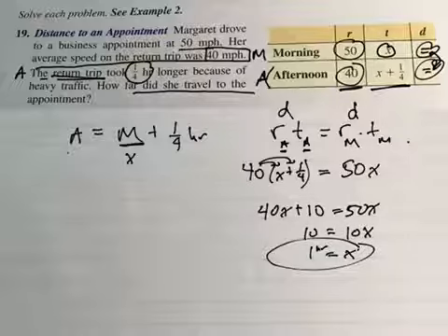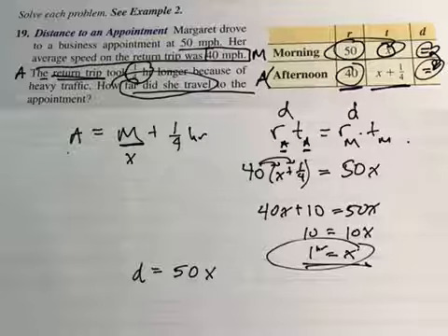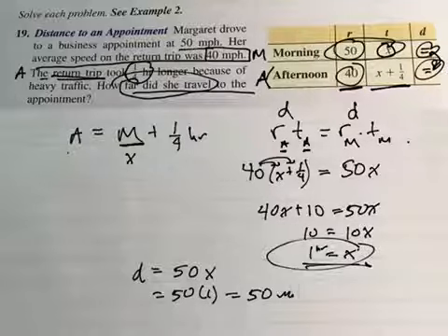So the morning trip took an hour, the afternoon trip took an hour and a half. Make sure you answer the question. It's saying, how far did she travel? We found the time, but now let's find the distance. So now let's go back and use that top equation. You could have plugged it into either one. Distance equals 50 times x, which is 50 times 1, which is just 50 miles.